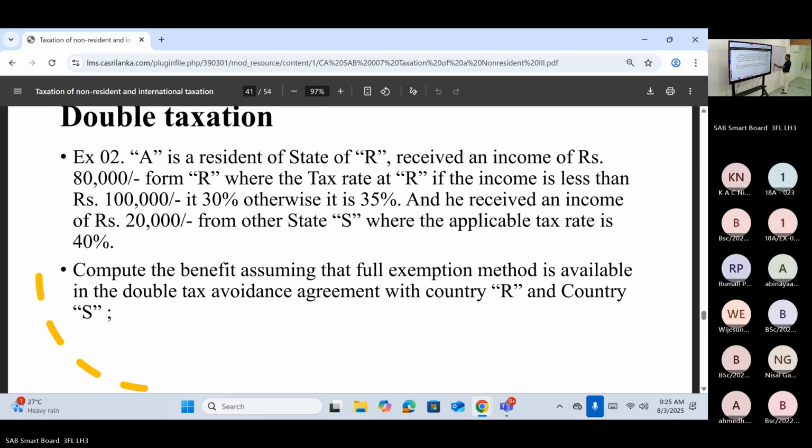Right? It is 40%. Compute the benefit, assuming that full exemption method is available. Try and compute that one. I have changed only the applicable tax rate of that country. Assuming that full exemption method is available, compute that.